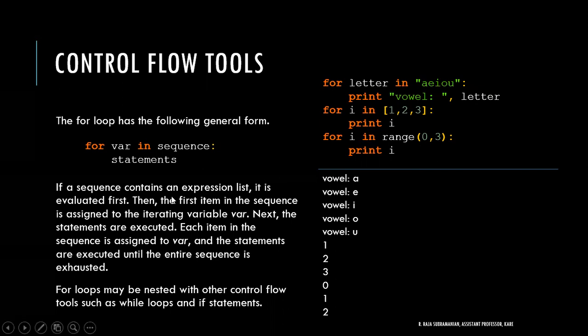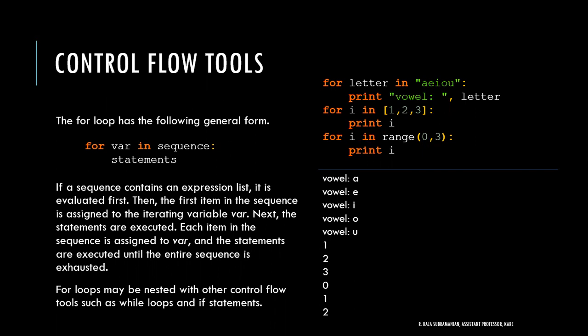Here, the iterating variable: letter is going to be the iterating variable which will execute the statement print vowel comma letter through the base condition AEIOU. Here AEIOU serves as the base through which I'm printing the letters. Second, if I say for i in list 1, 2, 3, then print i, I'll get 1, 2 and 3. That is, the elements are printed one by one.